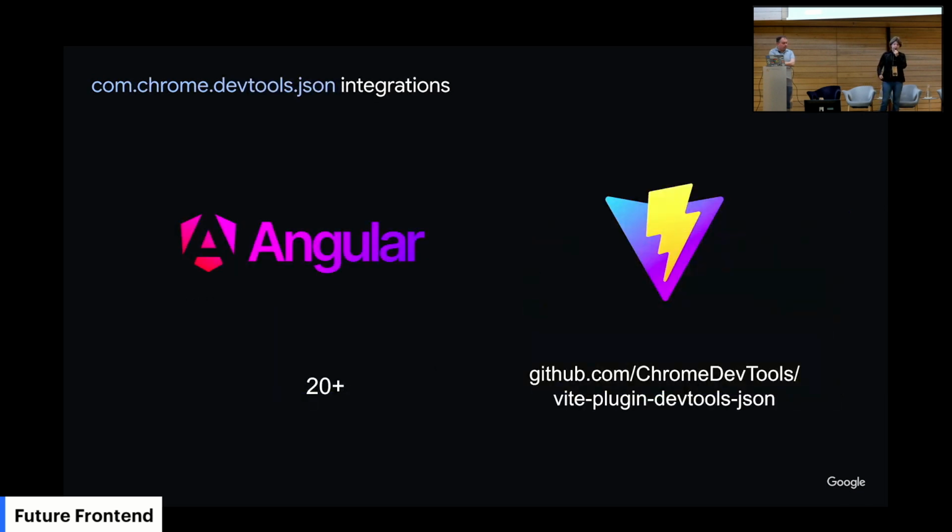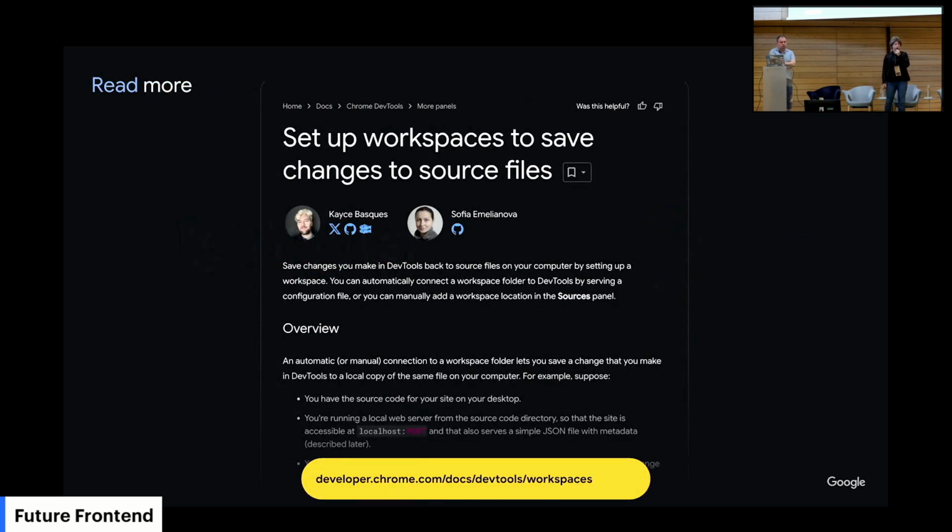You can either expose this URL yourself, or you can use one of the integrations that we have. Angular right now supports it natively, so if you start a new project with Angular, it will expose this JSON file on this URL for you automatically. And if you're working with Vite-based projects, we offer a plugin that you can use in your project in order to get that URL exposed for you. You can read more about the automatic workspaces in this article on developer.chrome.com.